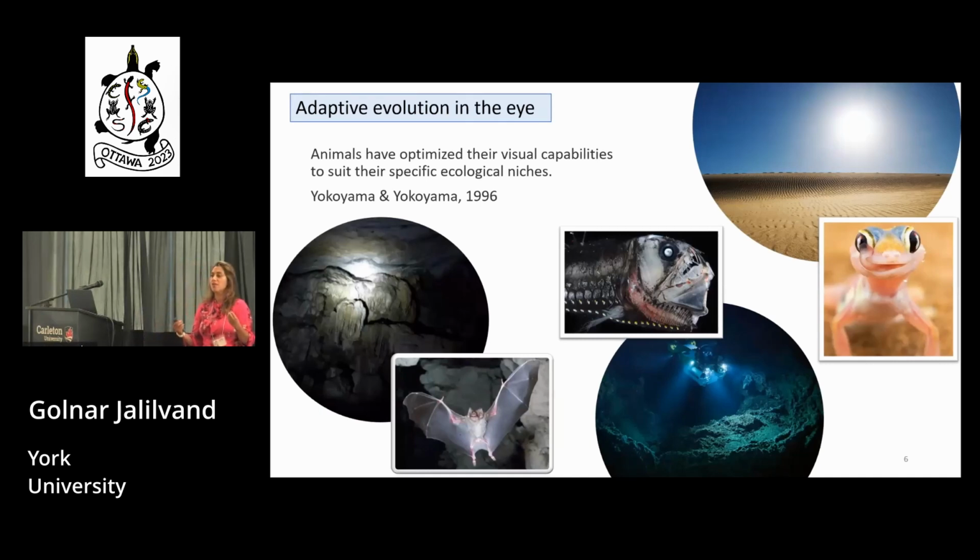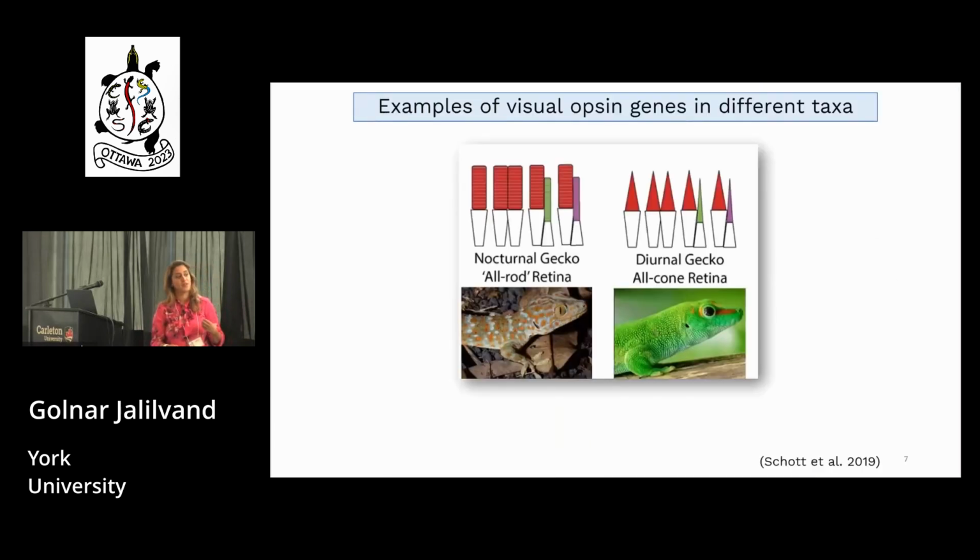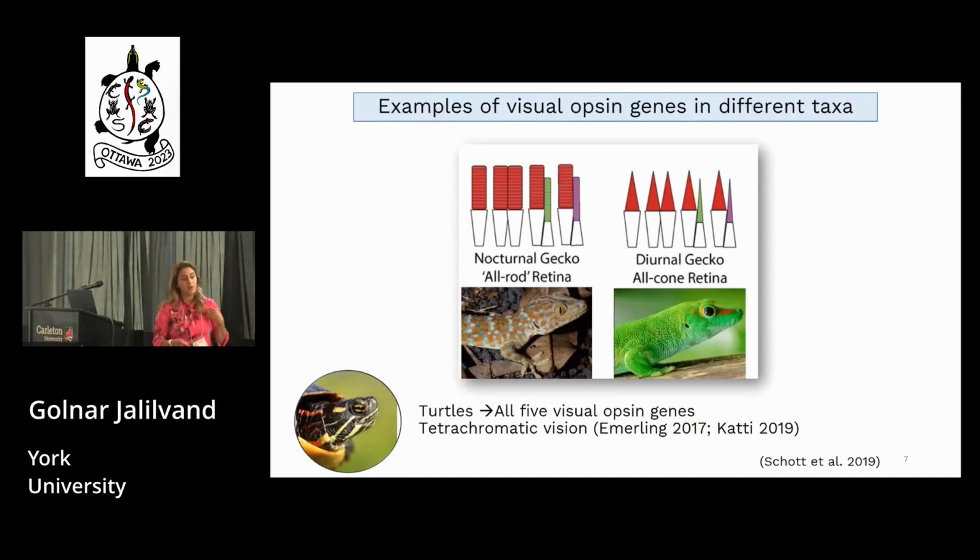Now, if you closely look at the different species around you, you can see that animals have optimized their visual capabilities to suit their specific ecological niches. For example, the retina of a nocturnal gecko has only rods, while the diurnal gecko, a very close species, has an all-cone retina. From our knowledge so far, we know that turtles express all 5 opsin genes in the retina, which gives them tetrachromatic vision.